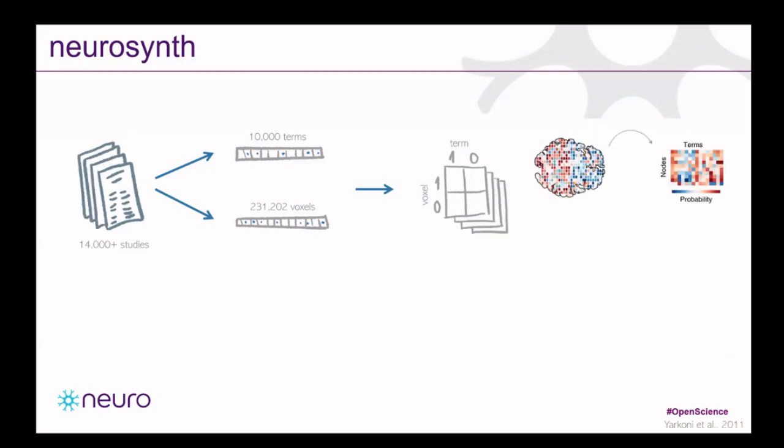Then when you do that across all these different studies, 14,000 plus studies, again, this is automated, this is not a human being doing this, what you end up with is a probability that a specific voxel is associated with a specific term across many different studies. And so the question is, is there a dependency between voxel activation and the presence of a term in the literature?